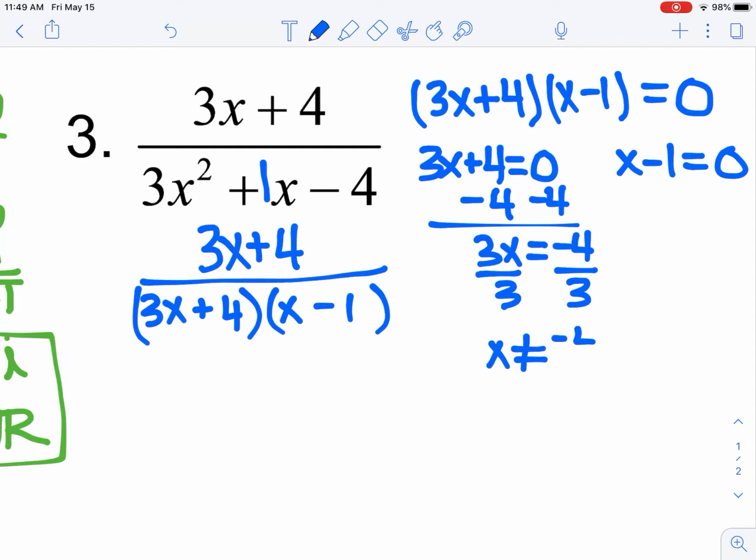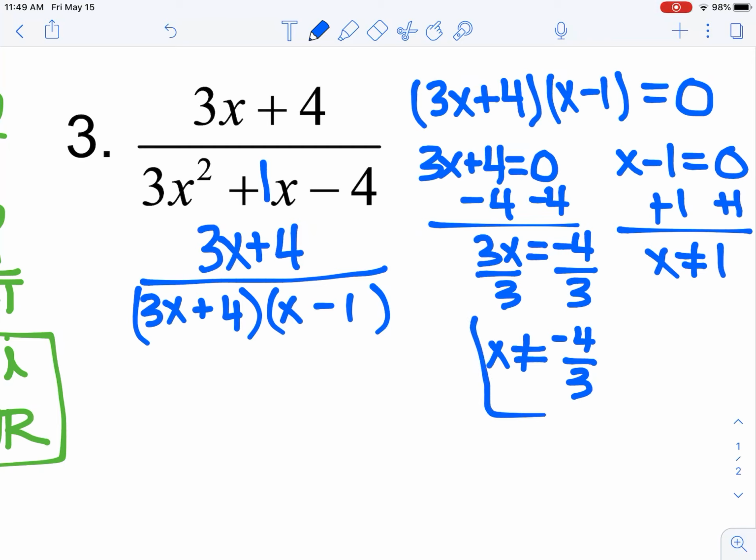So that tells us that x cannot equal negative 4/3. Then if we go to the other equation, add 1 to both sides, that tells us that x cannot equal 1. So those are our 2 excluded values. Sometimes you're only going to have 1, and sometimes you might have multiple, sometimes you might not have any. So just make sure you're always checking that denominator.